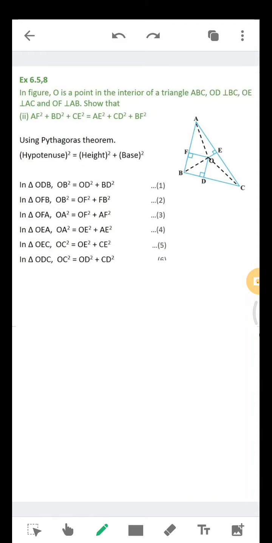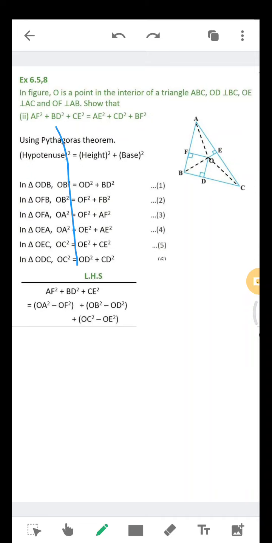Now here I can't add all the 6 equations, because we will not get our RTP by adding all of them. What to do? We can proceed in another way here. I'll take LHS and RHS separately and try to prove this. So let's take LHS, that is AF square plus BD square plus CE square.